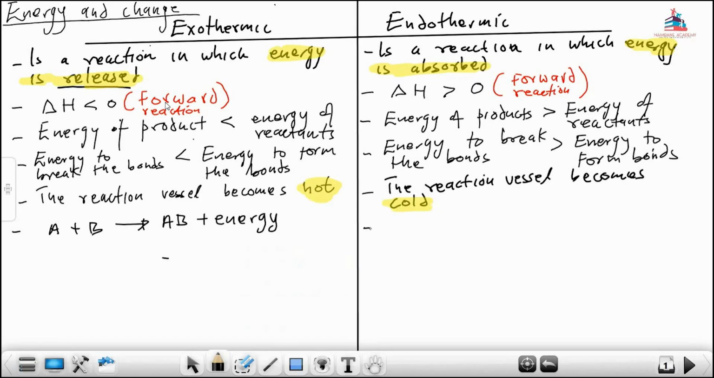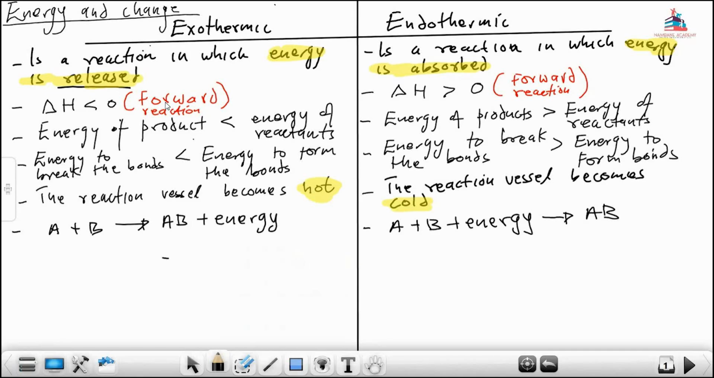But now they also say they give me A plus B plus energy, and now this gives me AB. Can one be in a position of classifying reaction as exothermic and endothermic? 100% we should be able now to do so.